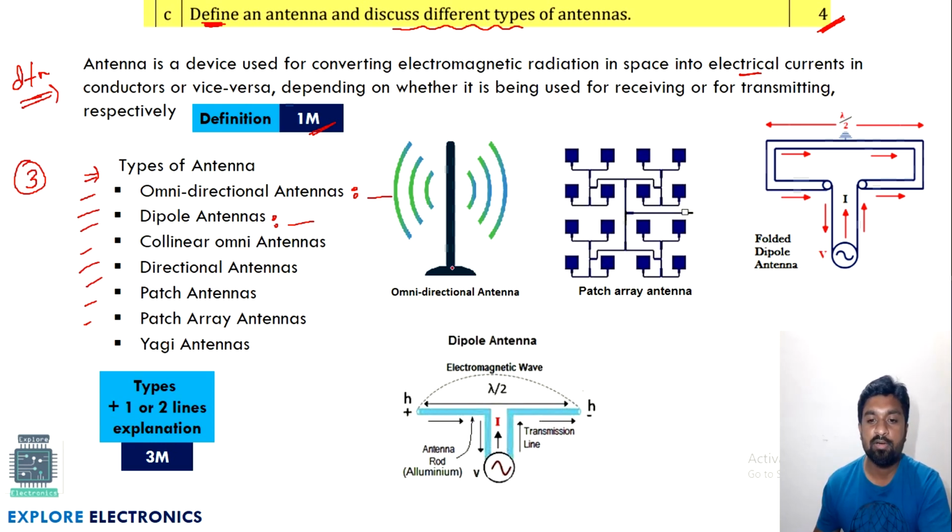To avoid the explanation, what we need to do is write the architecture or the block diagram with respect to those antennas.